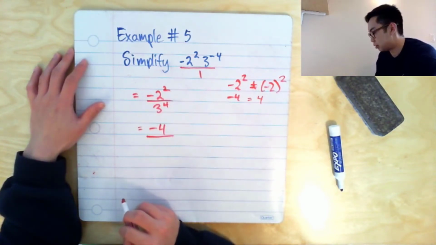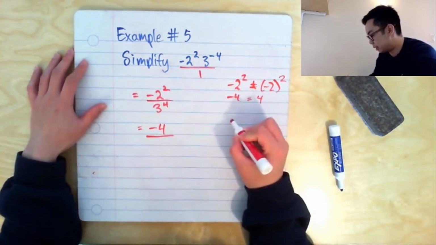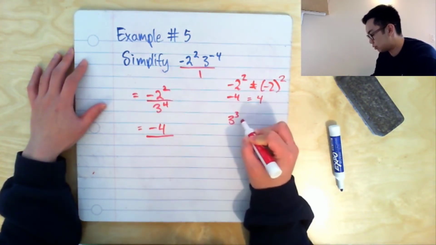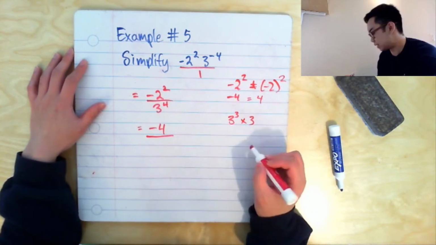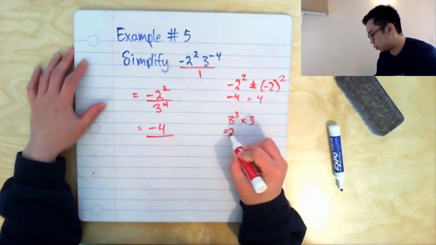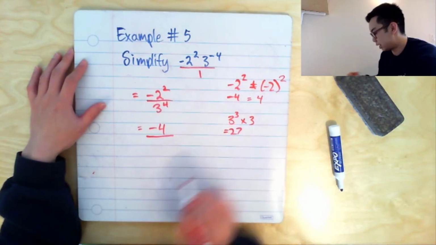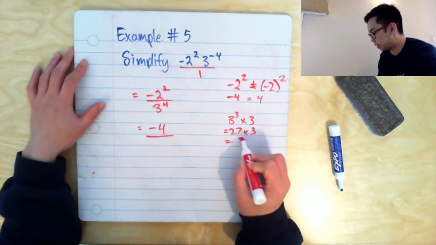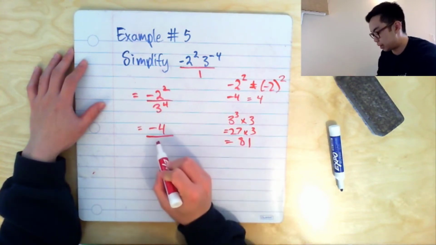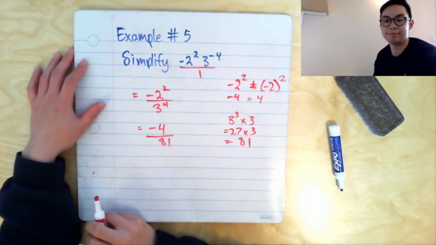to the 4. Well, 3 to the 4 is the same thing as 3 cubed times 3, and I know that 3 cubed in my last example was equal to 27, and so I'm doing 27 times 3, and in evaluating that, I'm going to have 81. And so my denominator is 81.